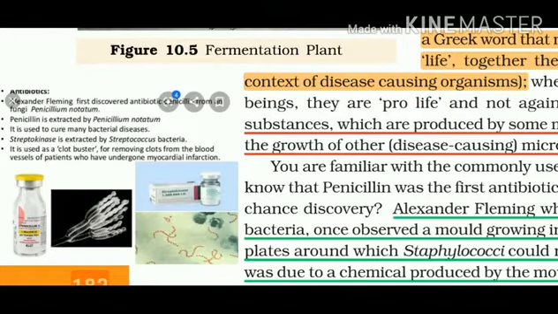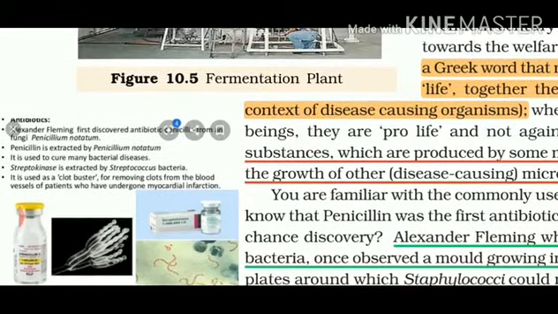Those platelets act as clotting factors. So if our body does not produce a specific amount of platelets, then we can provide streptokinase. Streptokinase is one kind of antibiotic, also an enzyme. That's why its name ends with ase. It can remove clots from the blood vessels of patients who have undergone myocardial infarction. Myocardial infarction means a heart attack, in which heart surgery may be done.